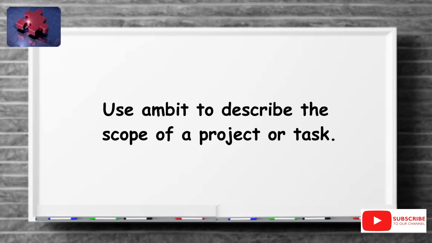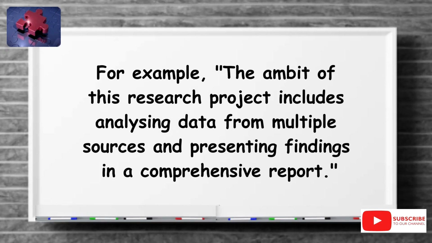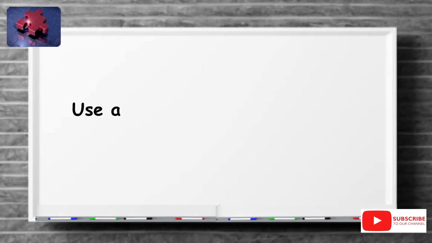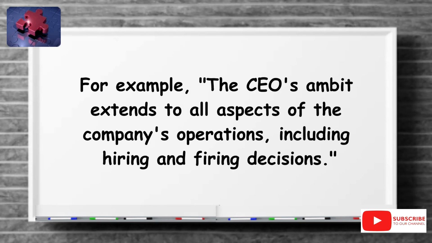Use ambit to describe the scope of a project or task. For example, the ambit of this research project includes analyzing data from multiple sources and presenting findings in a comprehensive report. Use ambit to describe the extent of a person's authority or power. For example, the CEO's ambit extends to all aspects of the company's operations, including hiring and firing decisions.